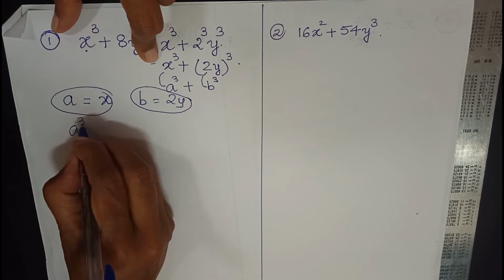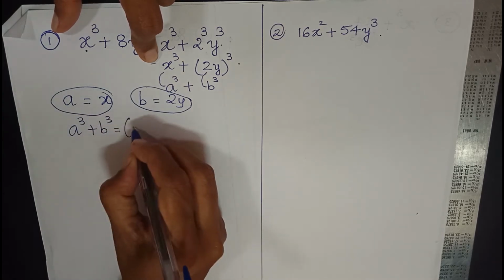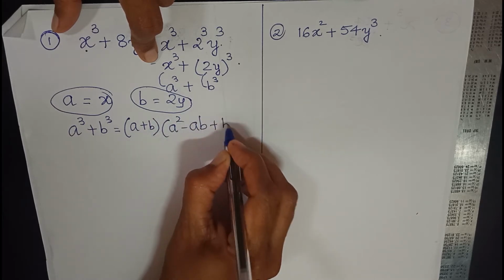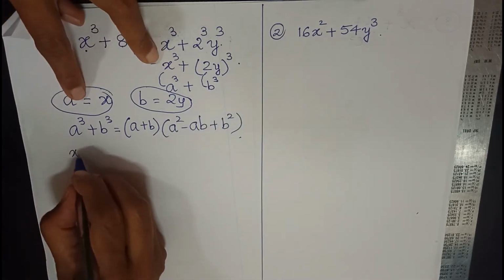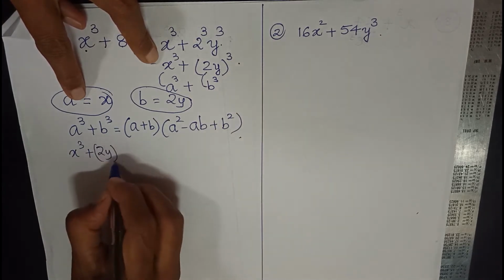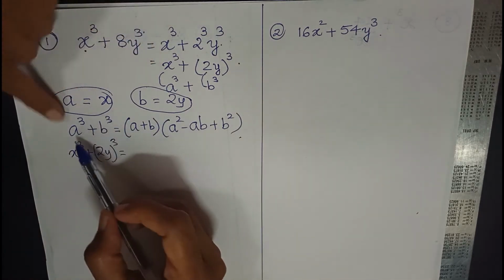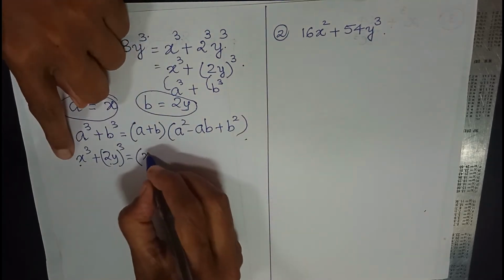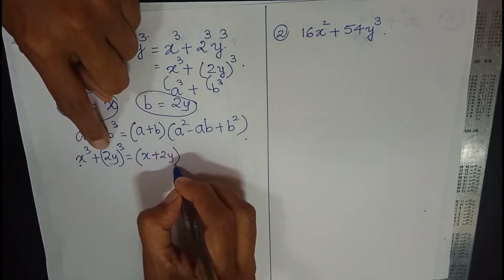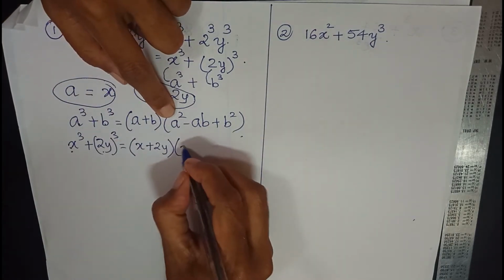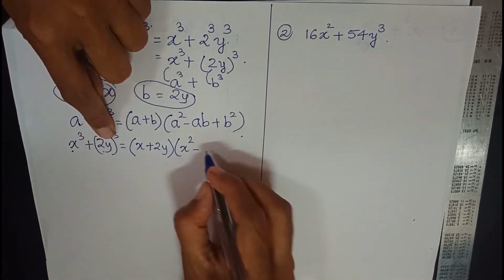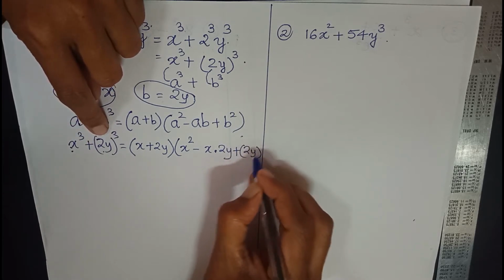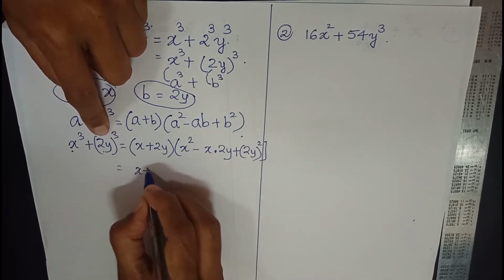So let's write the formula. A cube plus b cube is nothing but a plus b, a square minus ab plus b square. So what will be my x cube plus 2y the whole cube equal to? As I have already told, a is x and b is 2y. So instead of a here, we write x, and instead of b, we write 2y. Next, a square: a square is x square, minus a into b, that is x into 2y, plus b square, which is 2y raised to 2. Let's just solve it out.